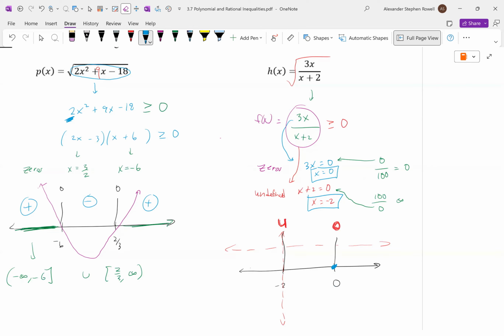And I just need to know, does my graph cross the horizontal asymptote or not? Does 3x over x plus 2 ever equal 3? Multiply both sides by x plus 2. Subtract 3x from both sides. When is 0 equal to 6? Never, so I don't cross it.